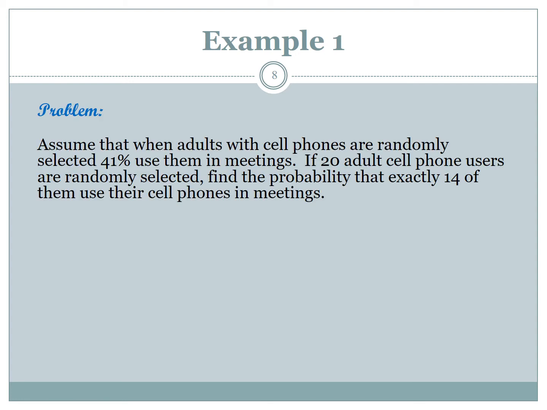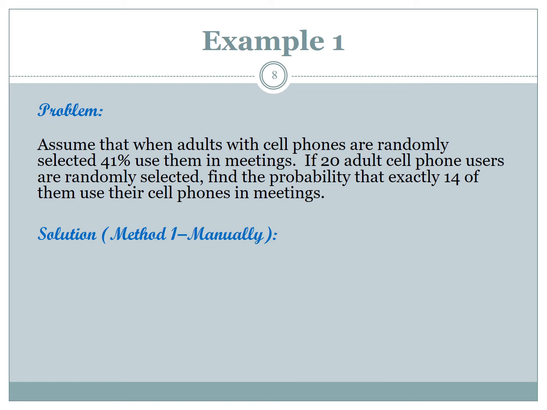So let's turn ourselves to an example. Assume that when adults with cell phones are randomly selected, 41% of them use them in meetings. If 20 adult cell phone users are randomly selected, find the probability that exactly 14 of them use their cell phones in meetings. Well, we're going to do this first manually.